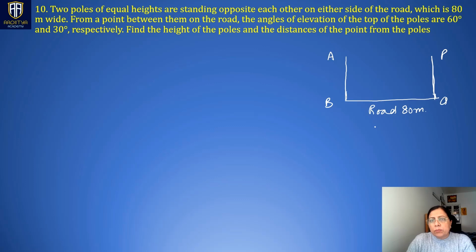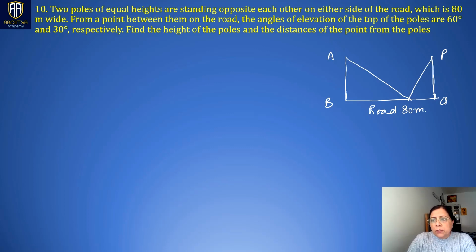Next he says from a point between them on the road. A point is anywhere on this road, BQ. The angles of elevation of the top of the poles are 60 and 30. See, they are not saying that the point lies in the middle of the road. It is anywhere on this road, so that one angle of elevation is 60 degrees and the other one is 30 degrees.